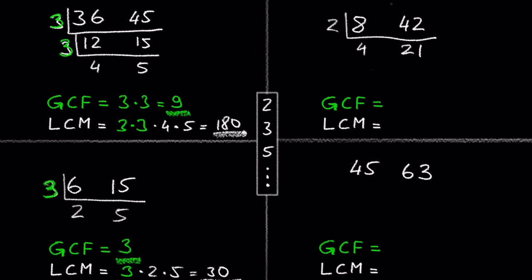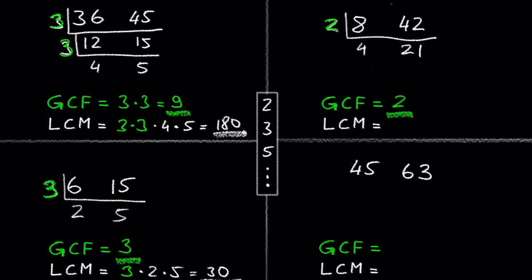Is 4 divisible by 3? Unfortunately, 4 is not, and so we are done, because the next prime number is 5, and 4 is definitely not divisible by 5. So the greatest common factor is going to be the number on the left, which is 2.